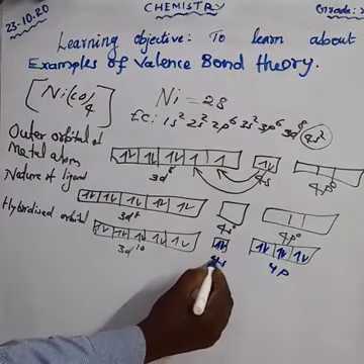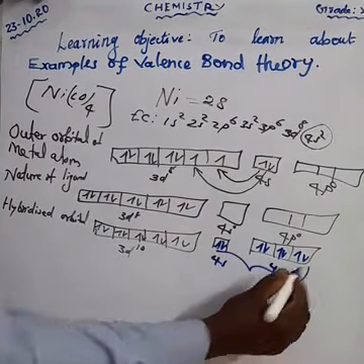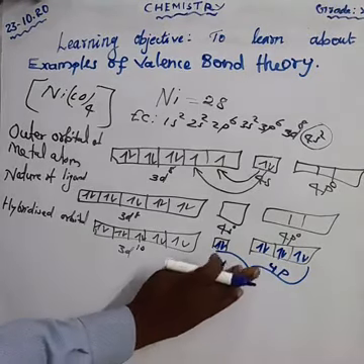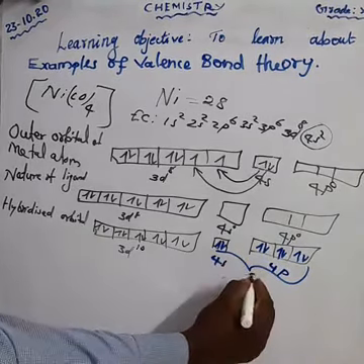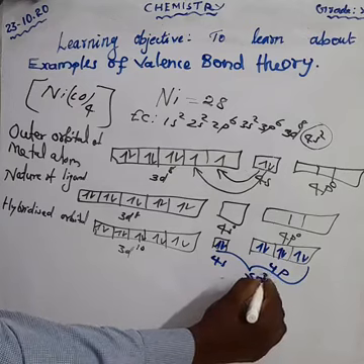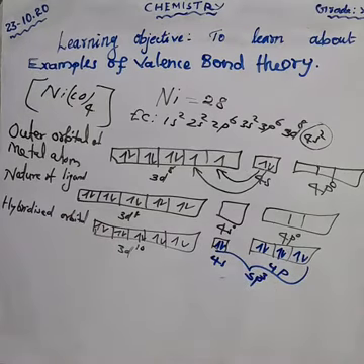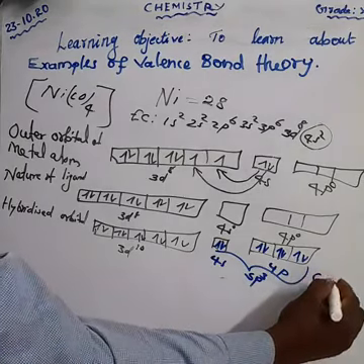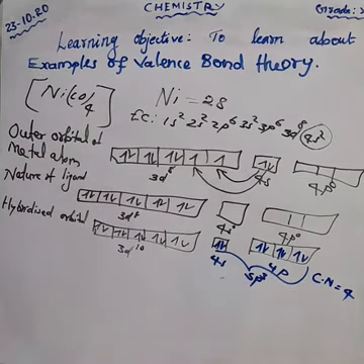So now what is the hybridization? One s orbital combines with three p orbitals to form sp3 hybridization. The hybridization is sp3, and the coordination number is 4.